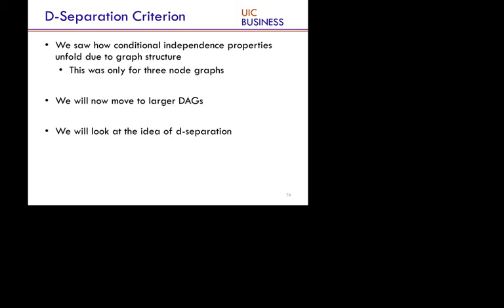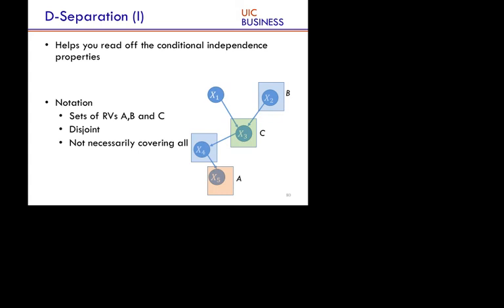Anyway, so what I'm saying is for bigger graphs, you really need to check this criteria, which is called the D separation criteria, or directed separation criteria. So we are looking at larger graphs. This D separation criteria helps you read off conditional independence properties from any graph, basically.